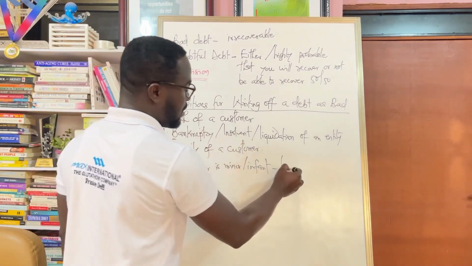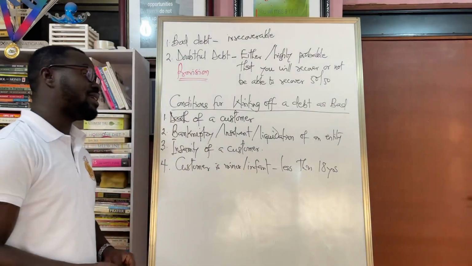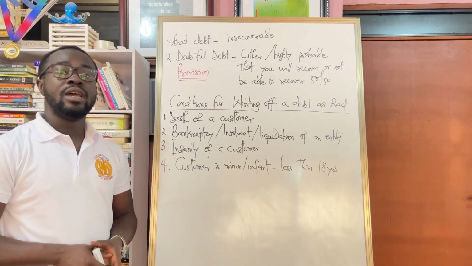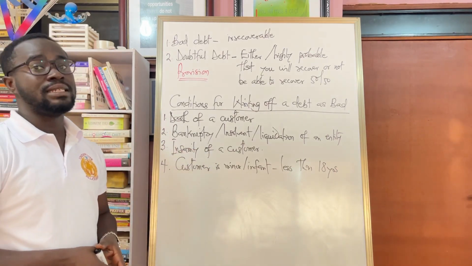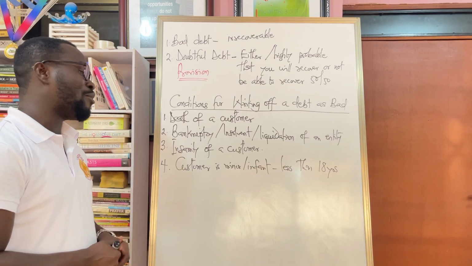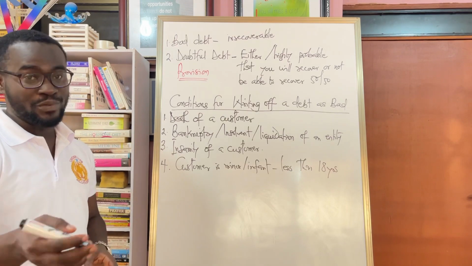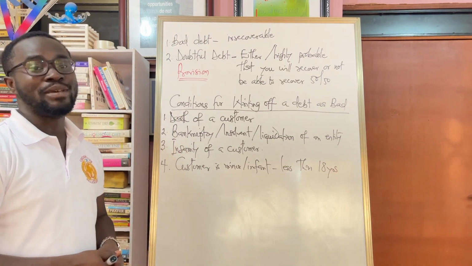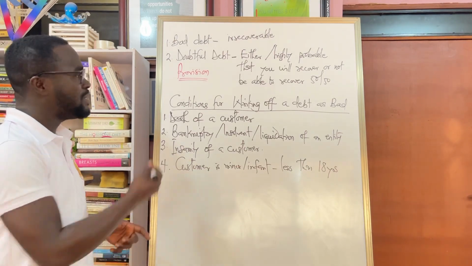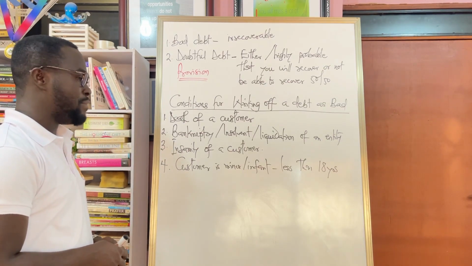Infant, that is less than 18 years. If the person is less than 18 years, according to the laws of certain countries, you are not supposed to sell on credit to the person. If your negligence leads you to sell and the person is not in the position to pay you, definitely you have to write it off as bad, because if it goes to the law court, they can. So these are the conditions that will let an entity treat a debt as bad.